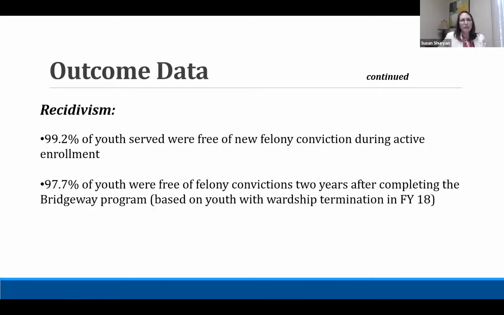Some additional outcome data on recidivism. 99.2% of the youth served were free of new felony convictions during active enrollment. And then we also follow youth for 2 years after they've been terminated from the program. So for fiscal year 18 youth that were terminated, we followed them for 2 years. 97.7% of those youth were free of felony convictions 2 years after completing the program.